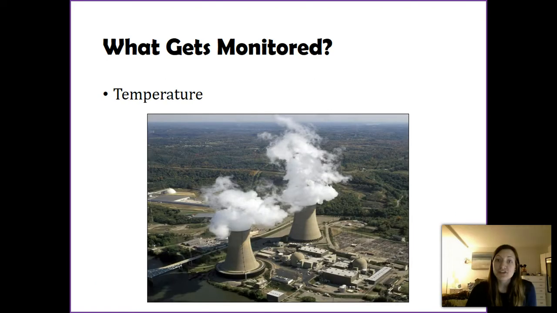Another one is temperature. That's a really kind of obscure one. It's not a chemical being added, it's not really something you can touch, but it's returning water back into the ecosystem at the correct temperature. This is incredibly important for organisms living in that ecosystem. If organisms are living in a cold ecosystem but then get shocked with warm water, it can actually kill them.